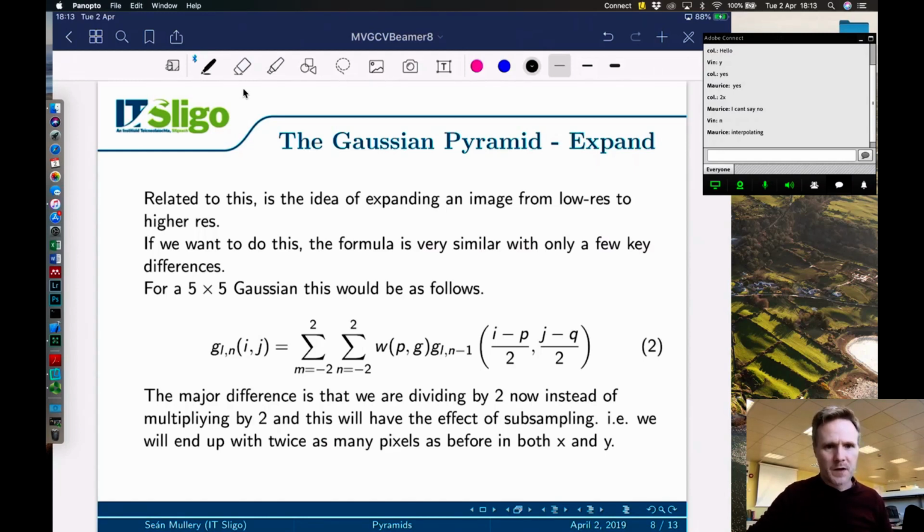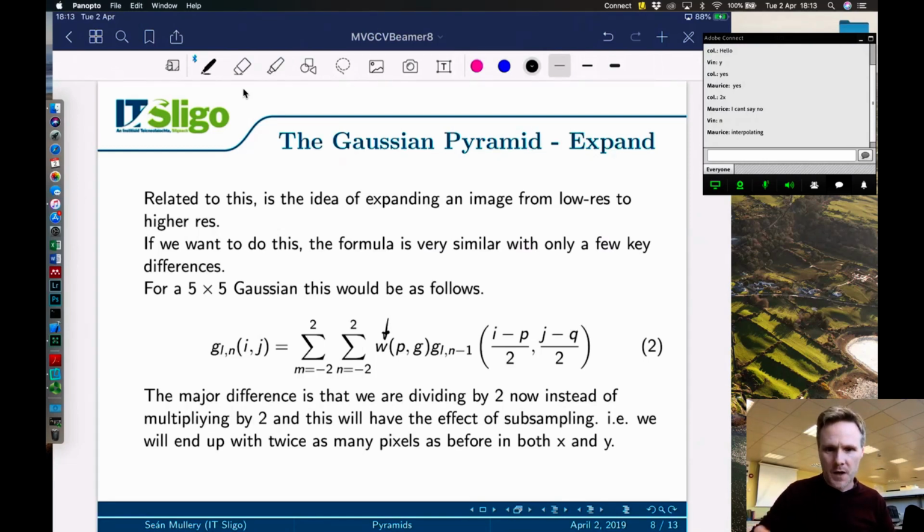So related to this is the idea of expanding an image from low resolution to higher resolution. If we want to do this, the formula is very similar with only a few key differences. So you can see them there. Again, this is for a 5x5. If it's a 7x7 Gaussian, you would basically just go from -3 up to +3, and your W function again here is just your Gaussian in two dimensions.